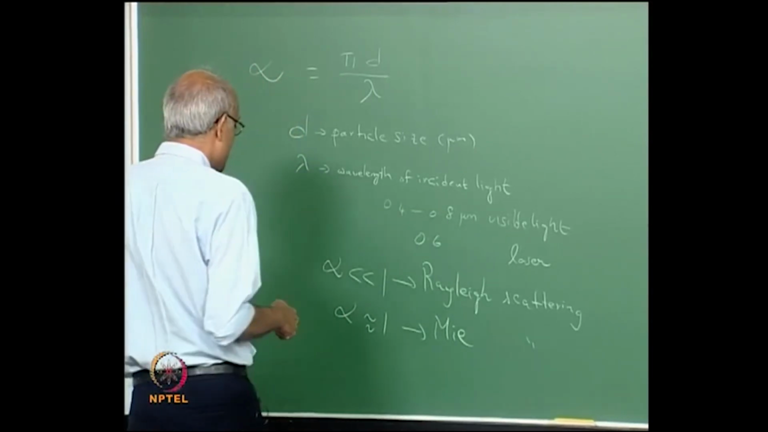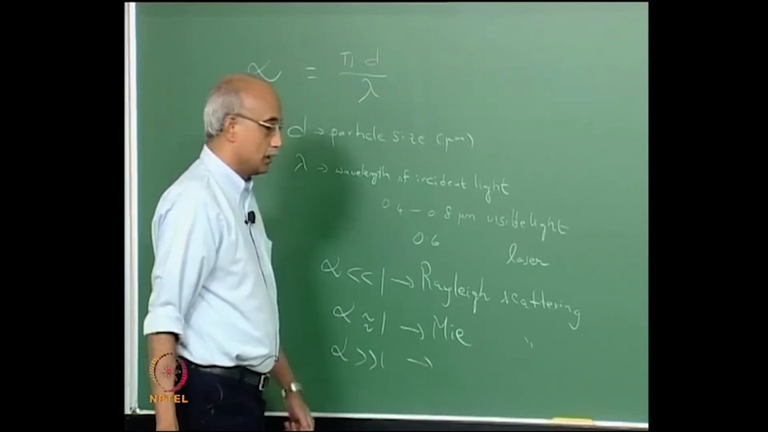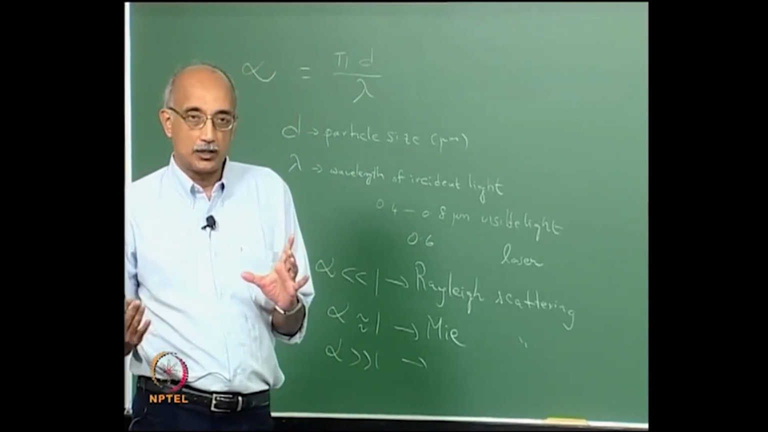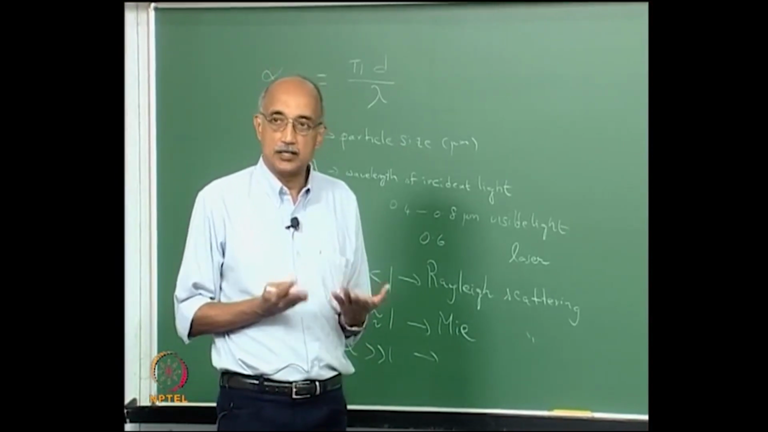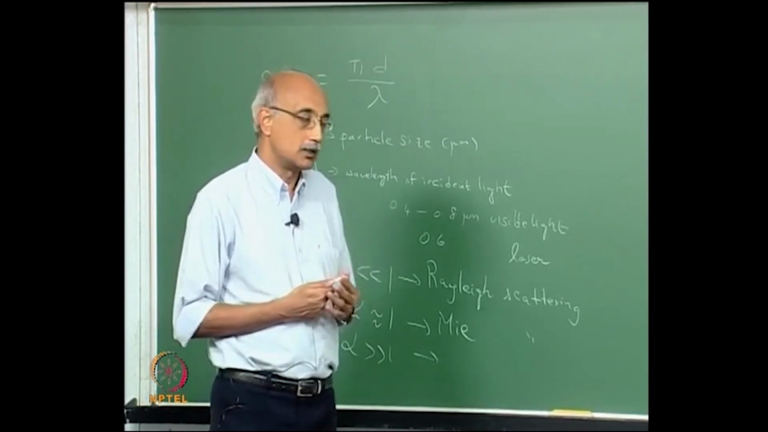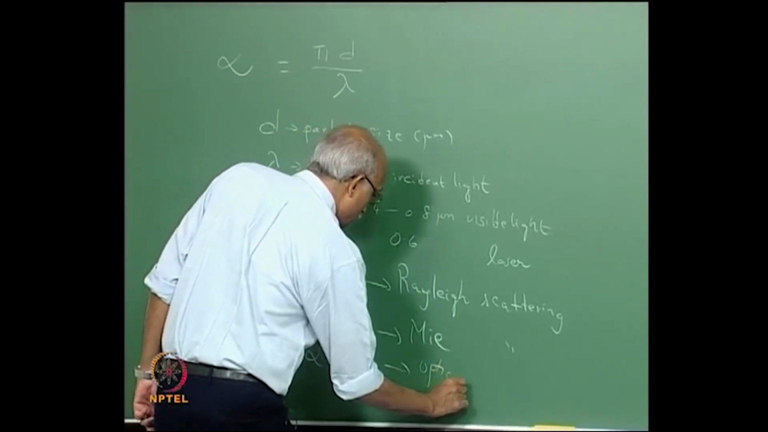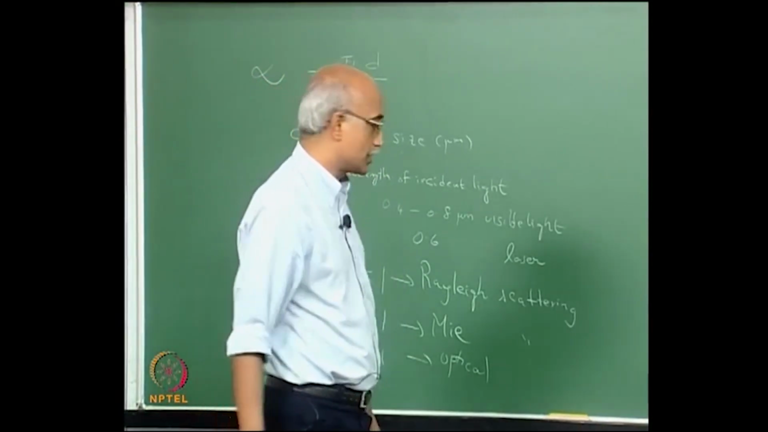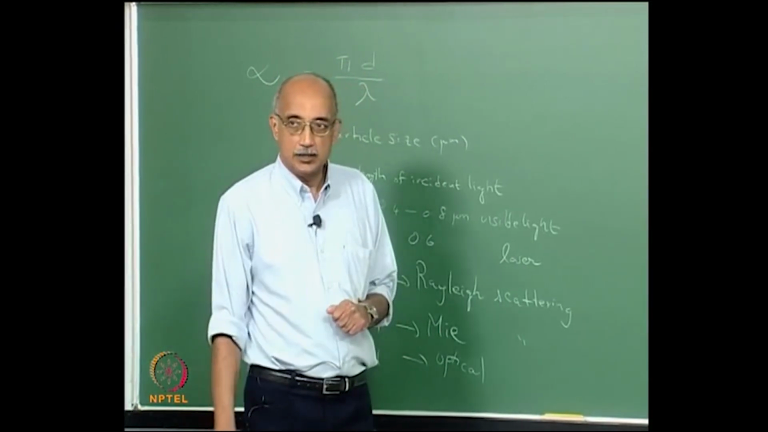Of course, when alpha is much greater than 1, you can essentially go back to microscopes, because now you are in a size range where the particles are actually visible to the naked eye, and certainly with microscopy of reasonable magnification you can study the size as well as shape characteristics of these particles very well. So, alpha much greater than 1 corresponds to the so called optical regime. So, in the remainder of this lecture we are going to focus more on the Rayleigh regime and the Mie scattering regime.